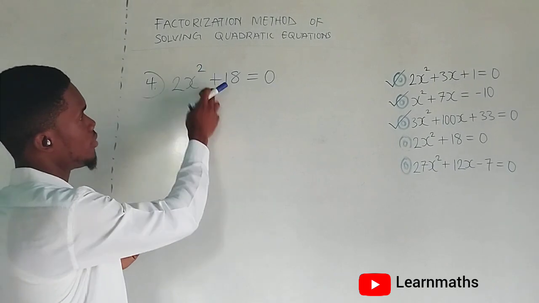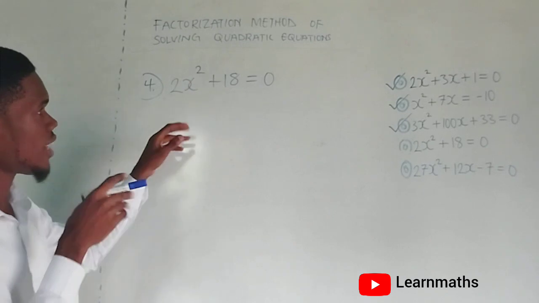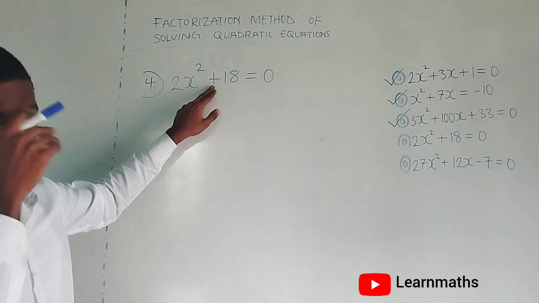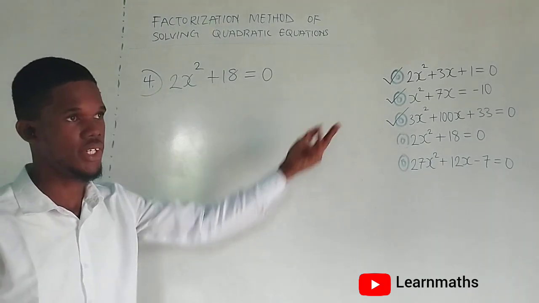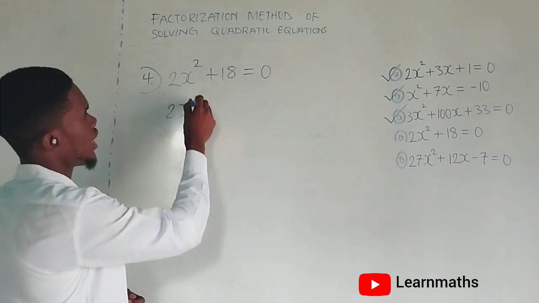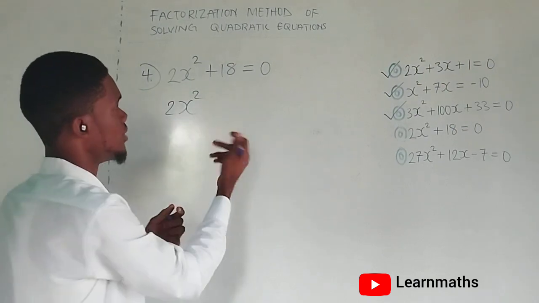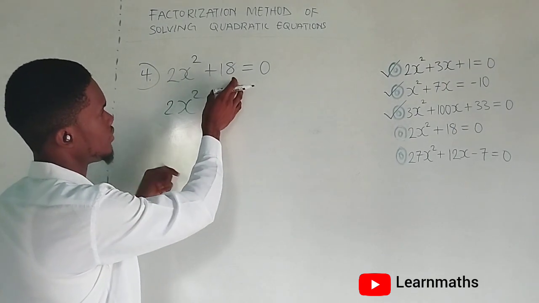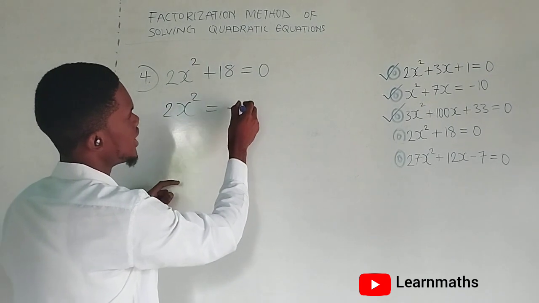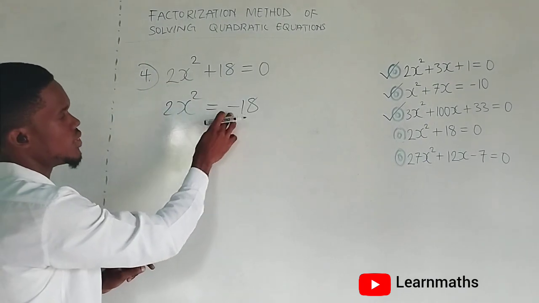We have 2x squared plus 18 equal to 0. Looking at this question now, I've observed an error here. This positive sign is meant to be negative. I just took the correction now, but since it's already appearing there, I'm going to solve it anyway. So we're going to have 2x squared, then this positive 18, which was meant to be negative, but since it's positive, let's solve it that way. Now this positive 18, I'm going to send it over the equal to sign. It's going to become negative 18. Now we have 2x squared equal to negative 18.